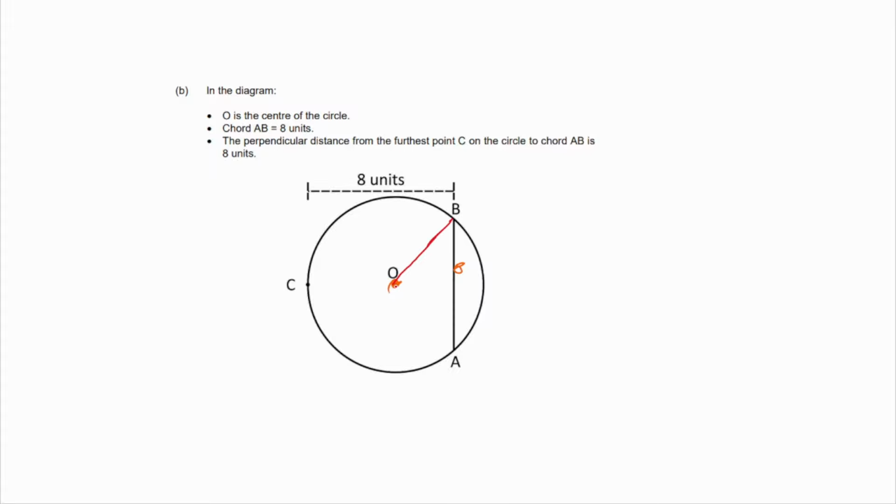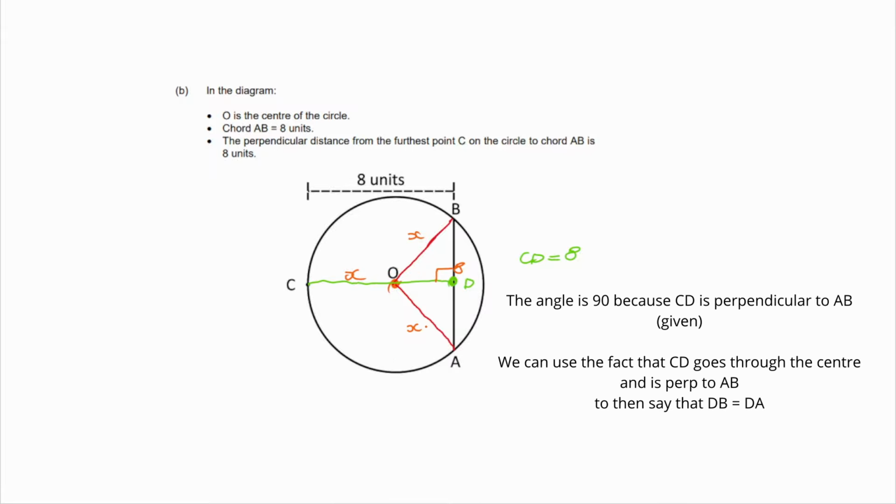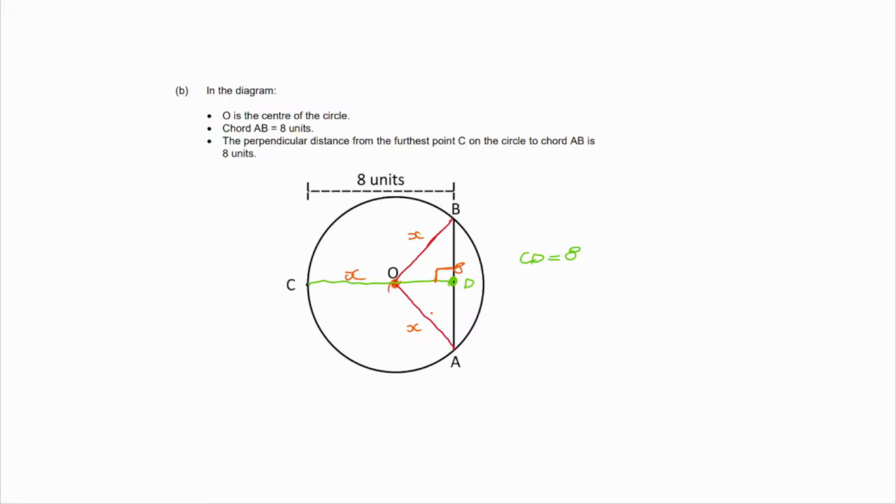I'll do it in a different color: this distance is 8. I'll call this point D, so CD is also equal to 8 units. They are asking for the radius, so let's make some radii. Let's call the radii X. So this is X, that is X, and also this is X. We can also show that this is 90 degrees, because of the perpendicular distance, they kind of do give us this is 90.